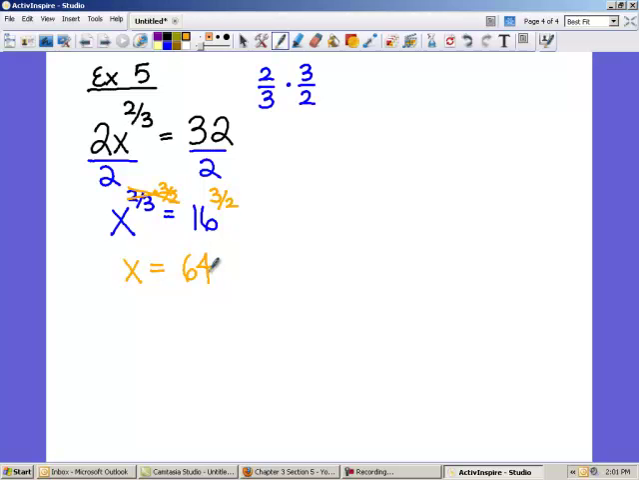Now remember, this is kind of like saying that we're taking the square root of 16 and we're cubing it. So when you take the square root of something, you always have to put something on your answer, and that is a plus minus. So always look at the bottom number. If that is an even number, you'll have plus minus. If it's an odd number, you won't have to include it.